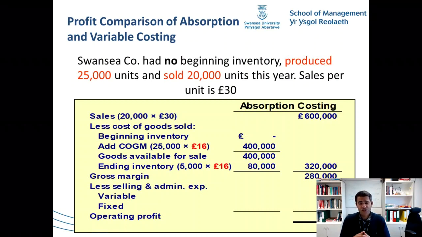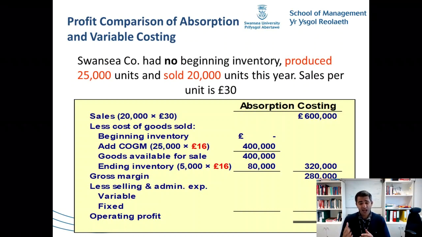Add cost of goods manufactured. Cost of goods manufactured is how many units they have produced. They have produced 25,000 units, and each unit cost them £16. This £16 is based on what, guys? Based on the product cost per unit, the one we calculated in the previous slide. £16, the product cost per unit under absorption costing. Now we are doing absorption costing. If you add them, this is £400,000.